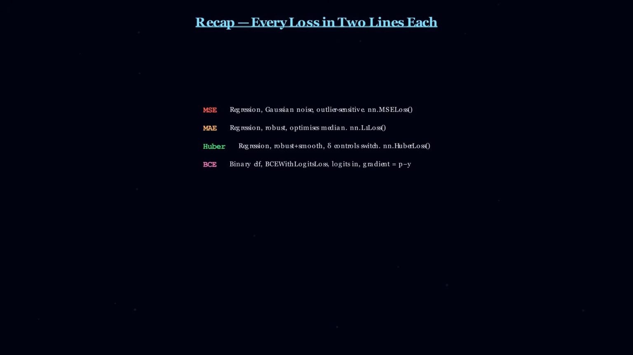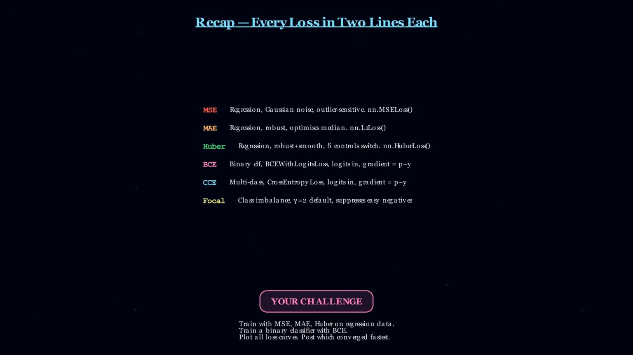Recap. Loss functions in 1 minute. MSE: regression, Gaussian noise, outlier sensitive. MAE: regression, robust, optimizes median. Huber: regression, robust, and smooth. Delta controls the switch. BCE: binary classification, BCEWithLogitsLoss, logits in. CCE: multi-class, CrossEntropyLoss, logits in. Gradient equals P minus Y. Focal: class imbalance. Suppress easy negatives with gamma.